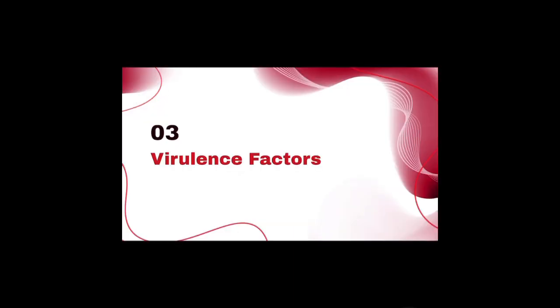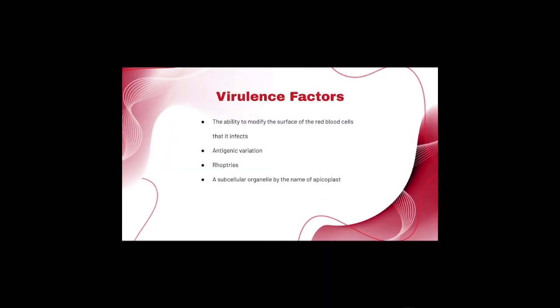So now let's answer the question of what makes malaria so infectious. To answer the question, let's go over some of the virulence factors of the microbe. First, the microbe has the ability to modify the surface of the red blood cells that it infects. It also has antigenic variation, rhoptries, and a subcellular organelle by the name of an apicoplast.